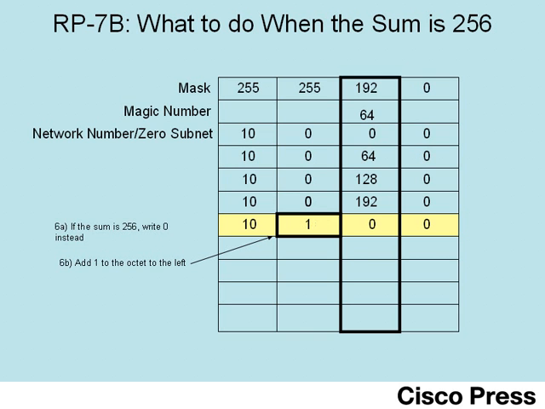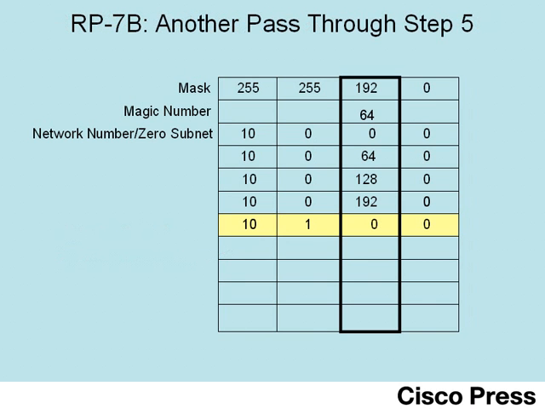So the octet to the left, the second octet, will have a value of 1. So the next subnet number will be 10.1.0.0. At this point, all you do is go back to what you were doing before, simply adding the magic number to one subnet number's interesting octet to get the next subnet number.